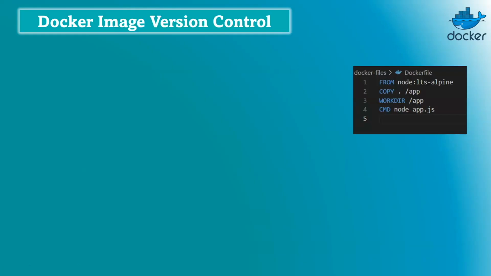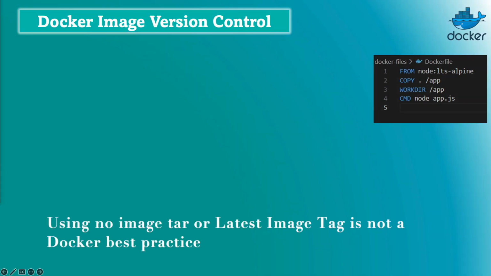Next, we are going to review Docker image version control. This was the snippet of our Dockerfile that we used to create our Docker image, and we used the LTS, or long-term support, version of Node Alpine. In some Dockerfiles, you may see no version tag or maybe the latest tag. Using the latest version for any packages is not a Docker best practice and not recommended for critical applications.